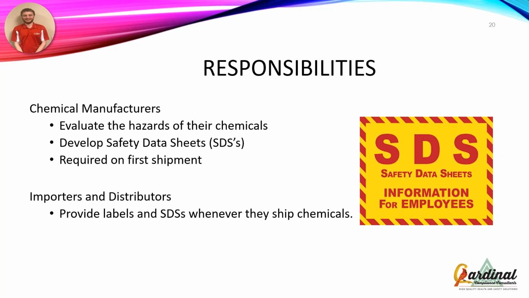Now we just have SDSs, and those are required to be developed by those chemical manufacturers, and they are required to be sent on the first shipment by that chemical manufacturer to the person who's buying or receiving it. The same thing goes for importers or distributors. They have to provide the proper labels and SDSs whenever they ship chemicals. A lot of times, if you have a drum of something or a tote, if you're getting a large quantity of it, it's going to be in a packing slip on top of the chemical. I'm sure everybody here has seen that.